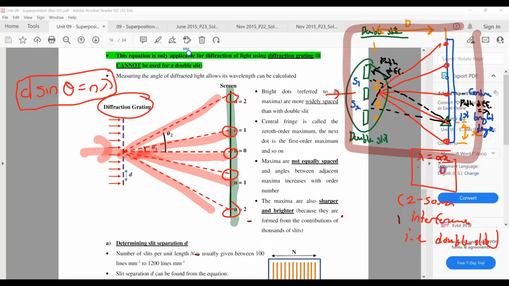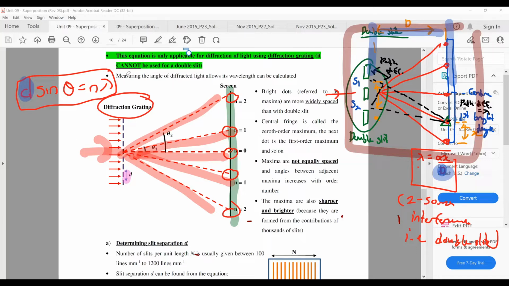In your double slit, we also have D, but it's capital D. Capital D here refers to the distance between the slit and the screen. Okay, but here under diffraction grating, we also have d, but it's small d. Small d here refers to the distance between the slits. It's actually this part here. Okay, distance between the slits. So don't mistake this D and the other D. The small d here for diffraction grating is for distance between the slits.